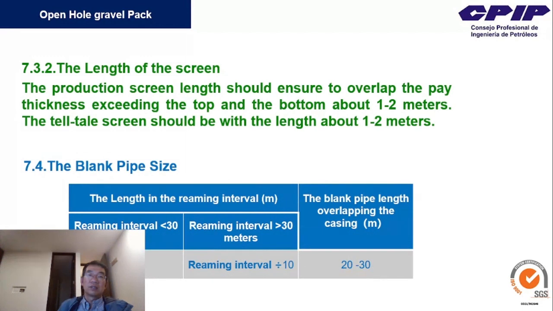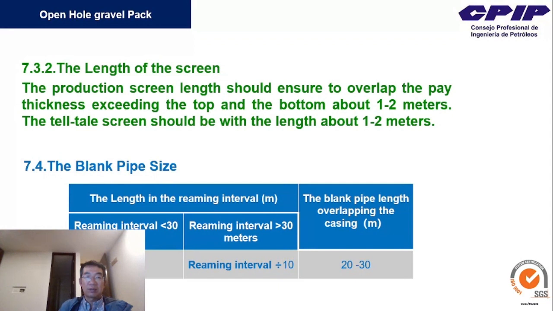The length of the screen. The production screen length should be ensured to overlap the pay thickness, exceeding the top and the bottom about 1 to 2 meters. The telltale screen should be within a length of about 1 to 2 meters.